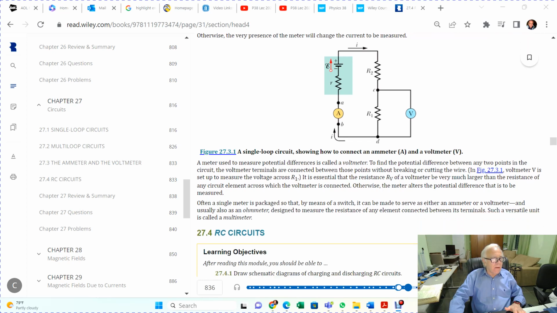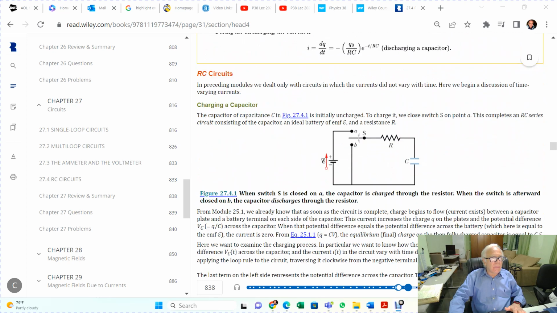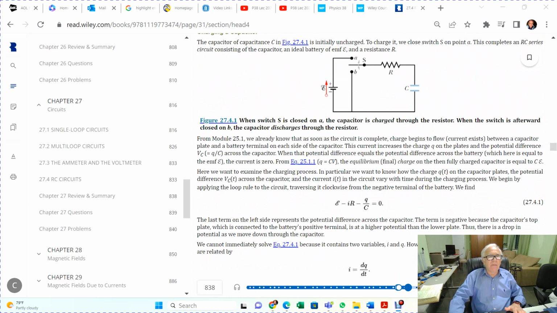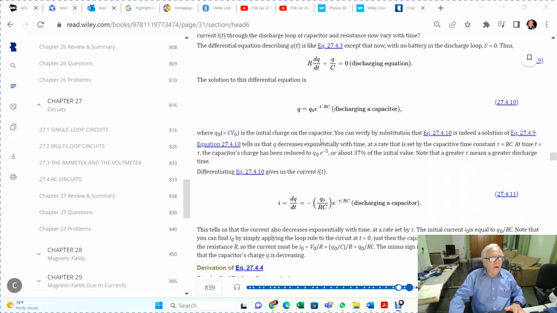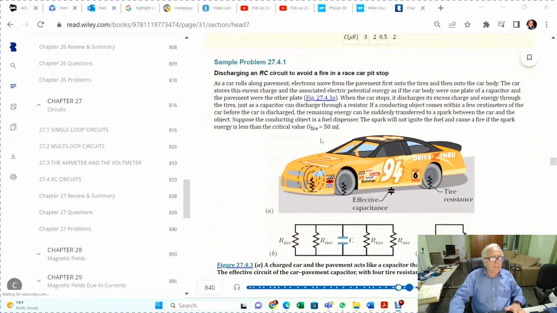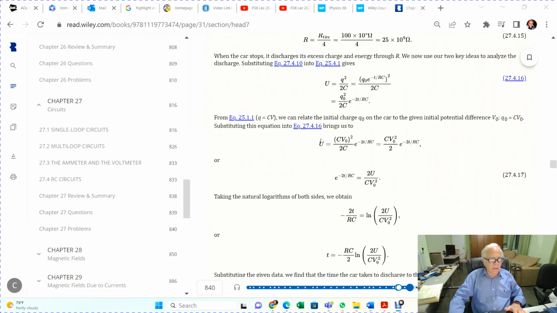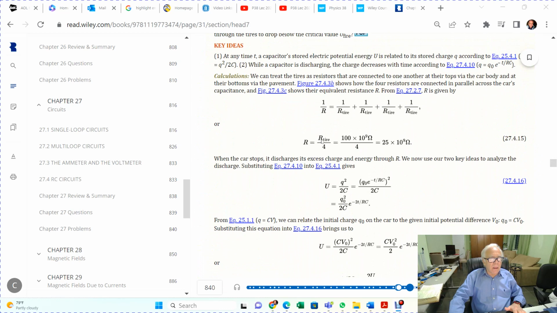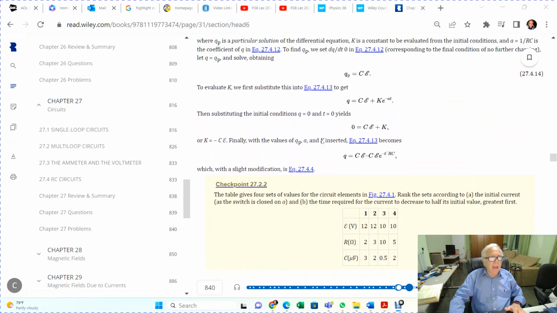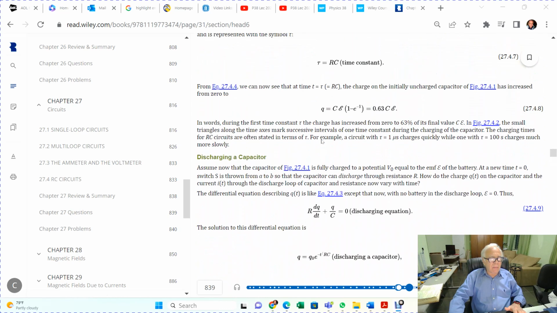Finally, we have RC circuits. You have the case of a charging capacitor, where you have a power supply in the circuit. And you have the case of a capacitor that is being discharged in a circuit. The discharging capacitor: how the circuit of a discharging capacitor behaves.